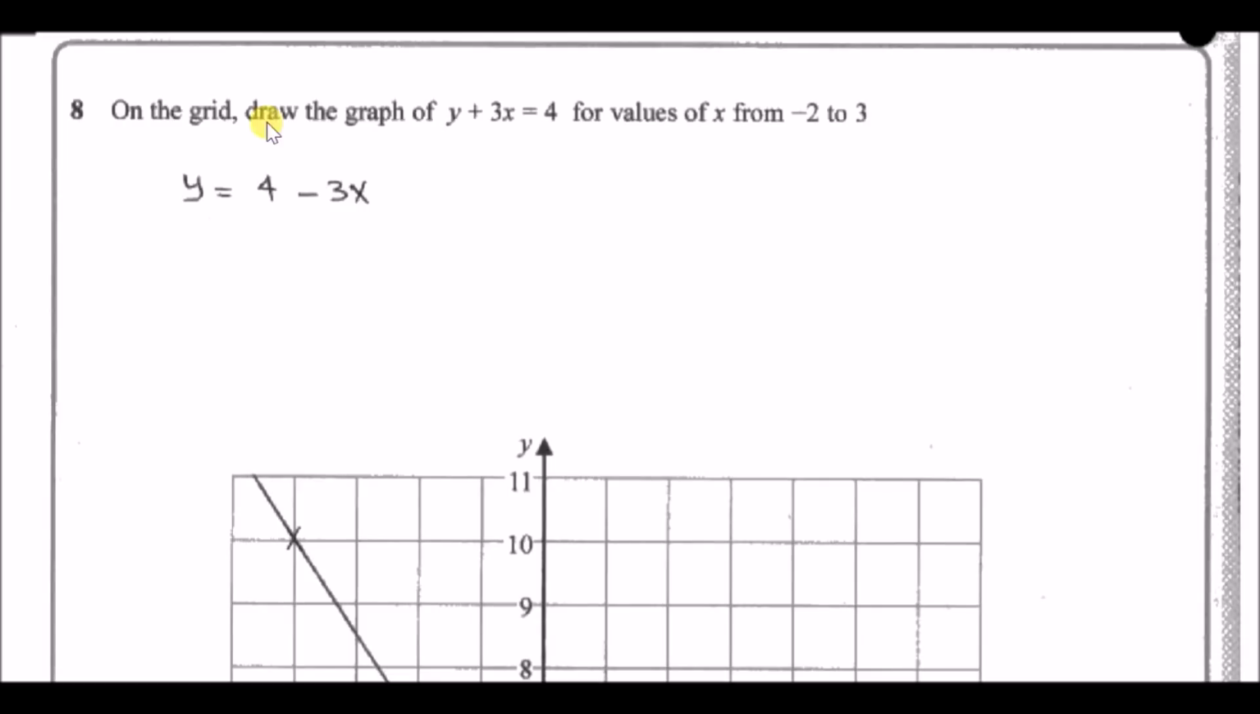Number 8. So on the grid, draw the graph of y plus 3x equals 4 for the values of x that range from -2 to 3. So one thing you have to observe is that this is simply a straight line graph. If you're not sure what is a straight line graph, it's basically a graph that has an x, like mx, and a plus c. In other words, you've got a single number and you've got a single x, like that. Okay, so it matches this one.